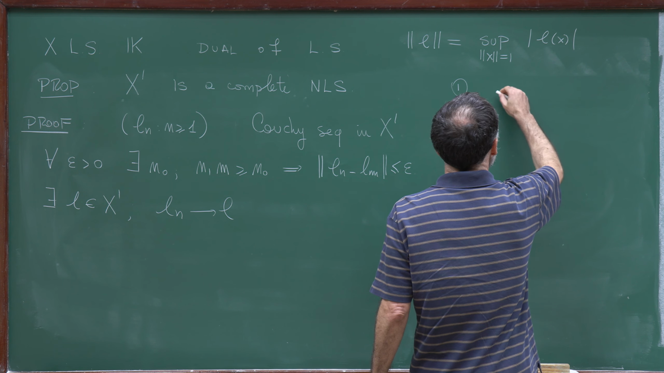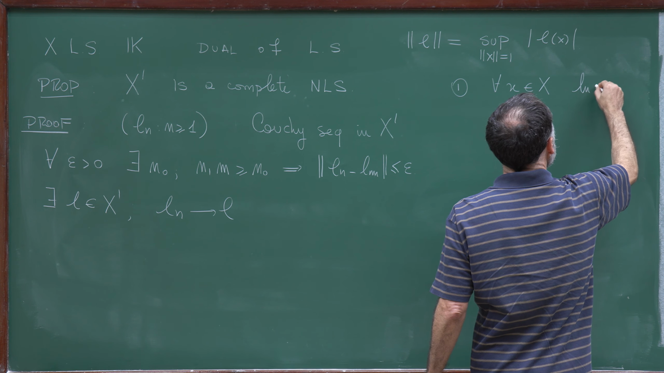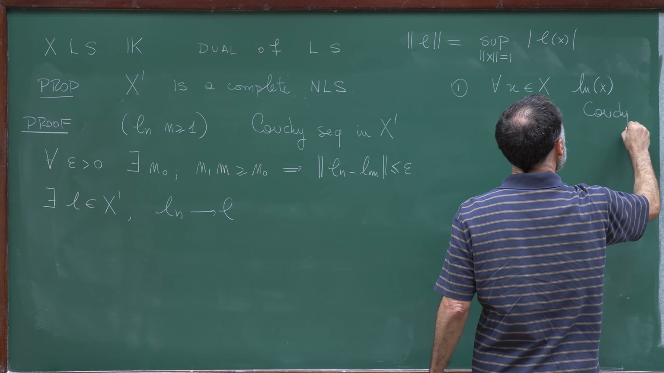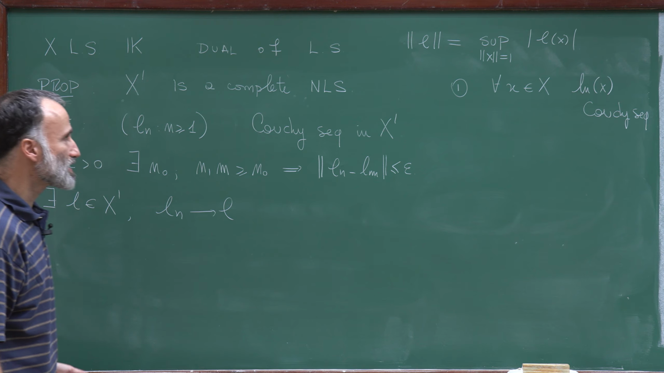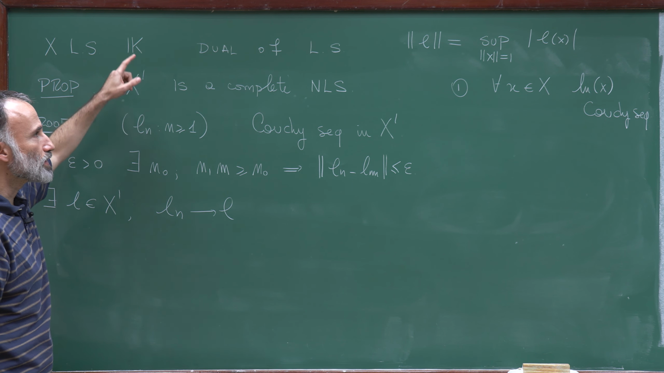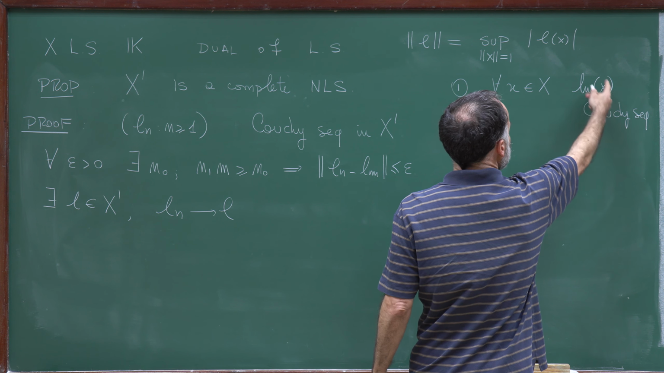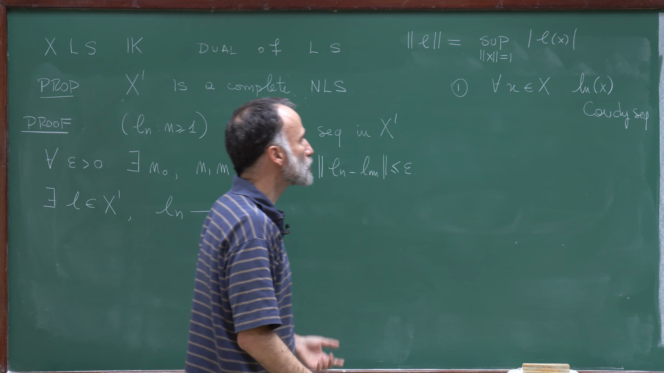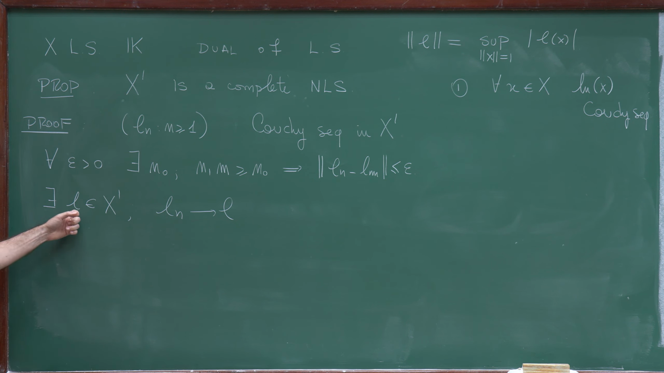Well, what I claim is that for all x in X, Ln of X is a Cauchy sequence. And this is a sequence of scalars, so a sequence of points in K, which is a complete field. So if this is a Cauchy sequence, it converges to some point, and that limit will be our definition of L of X.